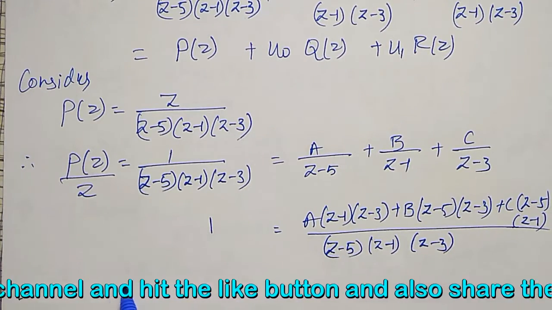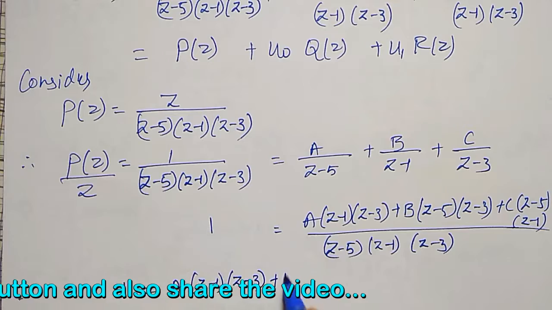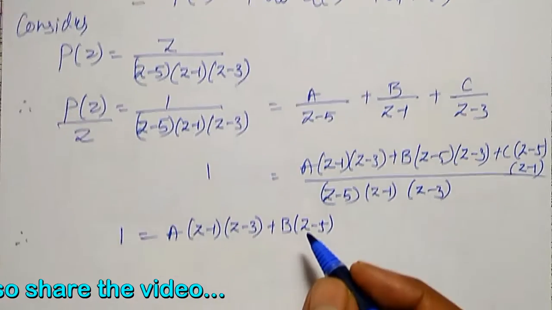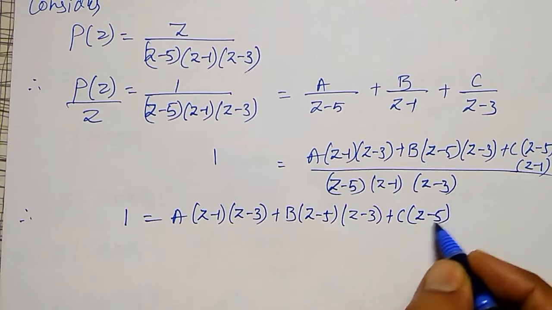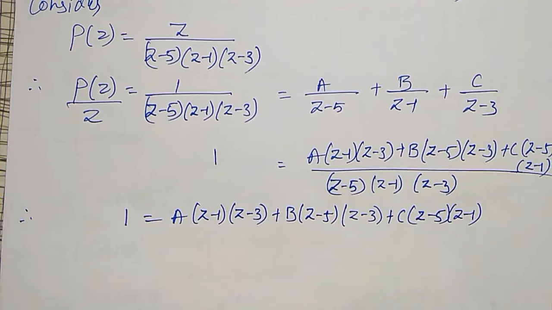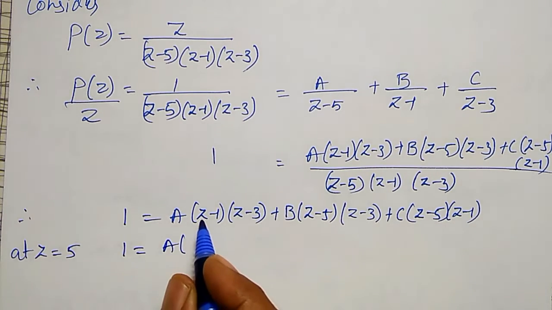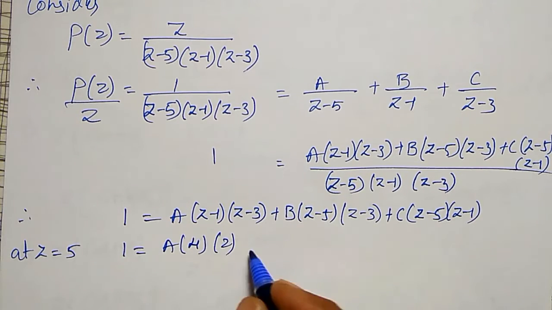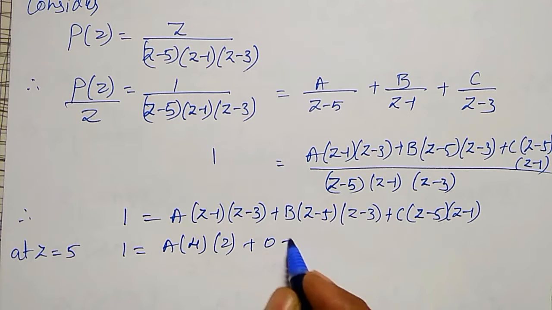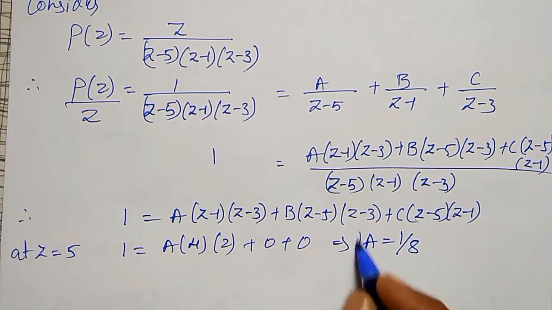Therefore, 1 is equal to a into (z minus 1)(z minus 3), b into (z minus 5)(z minus 3), plus c into (z minus 5)(z minus 1). I have to find out the values of a, b, c. At z is equal to 5 I will use first: 1 is equal to a into (5 minus 1) which is 4, (5 minus 3) which is 2, plus b times 0, plus c times 0, which implies my a is equal to 1 by 8.